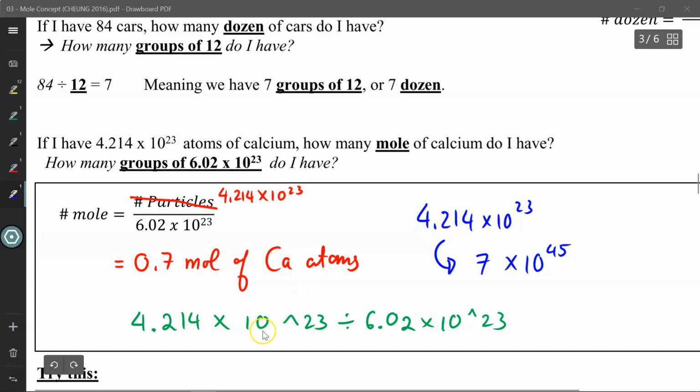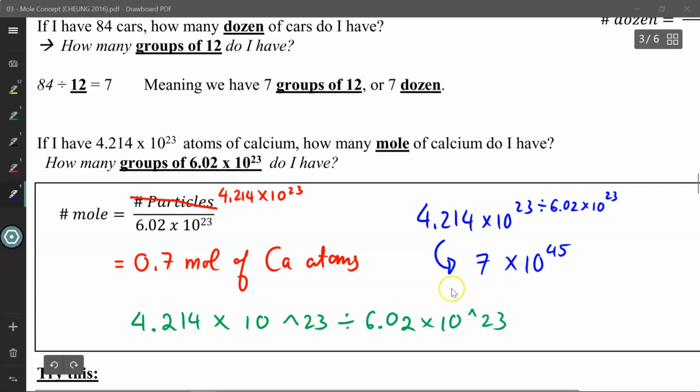4.214 times 10 to the power of 23. But if you push the divided by button now, the calculator is stupid. It doesn't know what you want. It will think the division sign is still within the exponent portion over here. So when you continue typing in 6.02 times 10 to the power 23, you end up with an exponent to another exponent, resulting in a super duper high number.